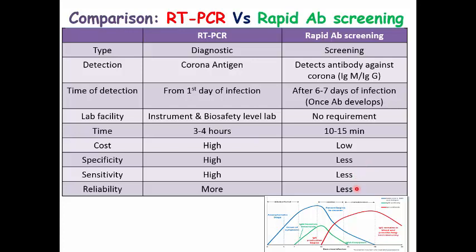So to conclude, RT-PCR is the most diagnostic test and the most sensitive method for the detection of coronavirus. But at the same time, antibody screening will be very useful in case of bulk screening, as well as to know the status of immunity or antibody production of the individual. Okay, so this is all about the different detection techniques for the detection of coronavirus.